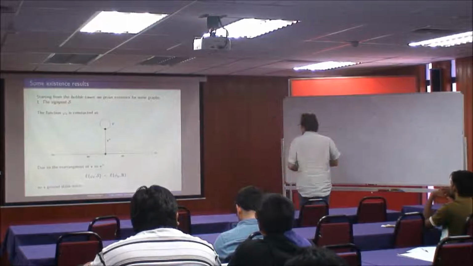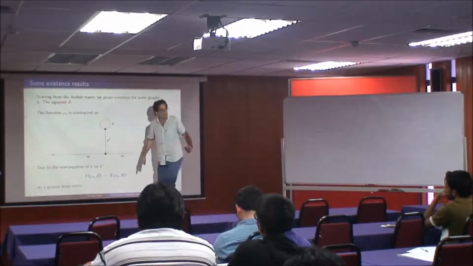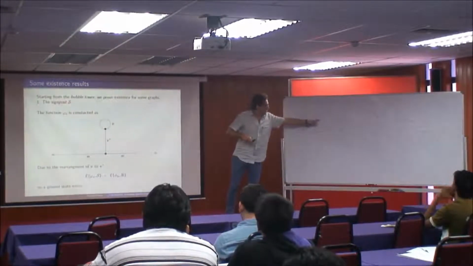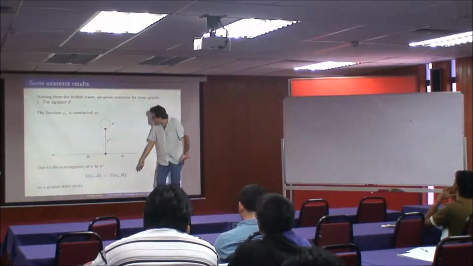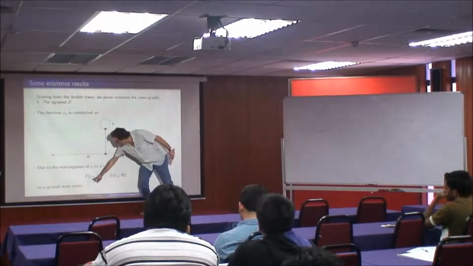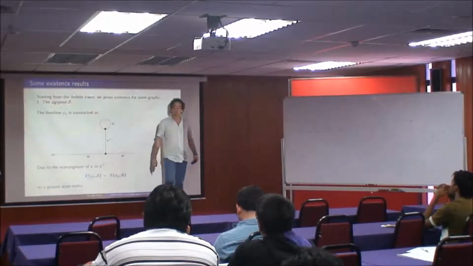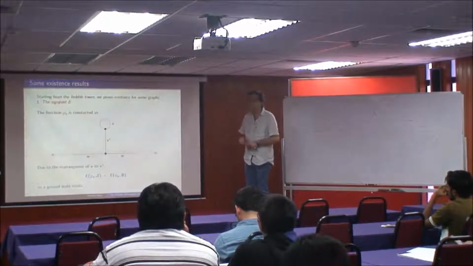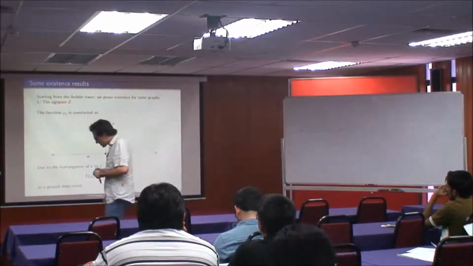But the energy now is less than the energy of the minimizer on the bubble tower, which was exactly the energy of the soliton. So the energy of the function that we constructed is strictly less than the energy of the soliton. By the existence theorem, the ground state exists, just using rearrangements.